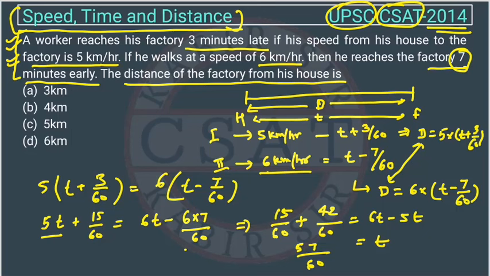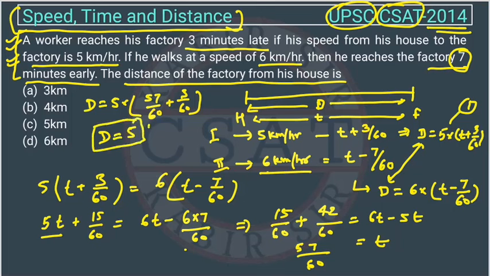But the question is asking for the distance. So we put this in the first equation: D is equal to 5 into (57 upon 60 plus 3 upon 60). 57 plus 3 is 60, so 60 cancels 60, and D is equal to 5. So D is 5 kilometers, and the answer is option C.